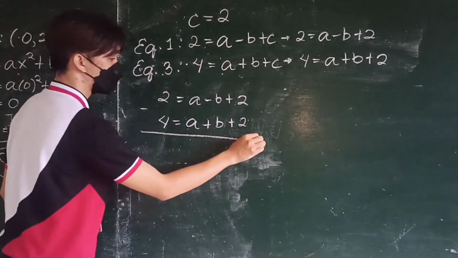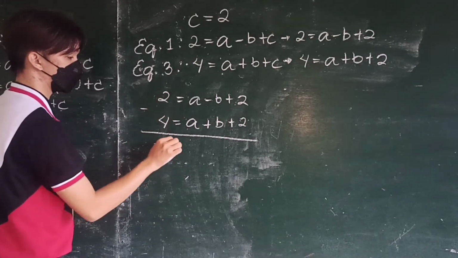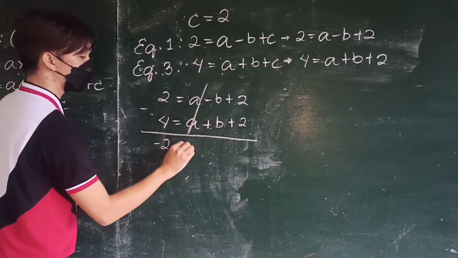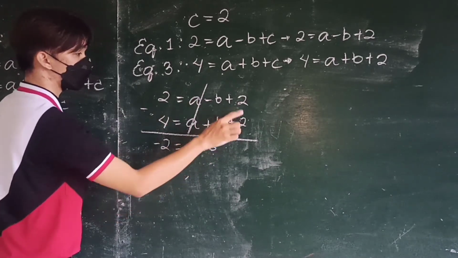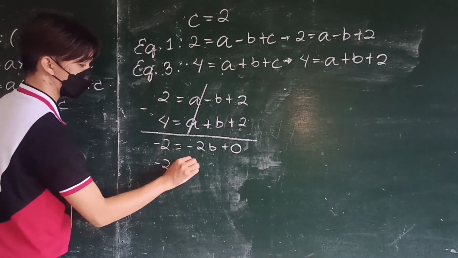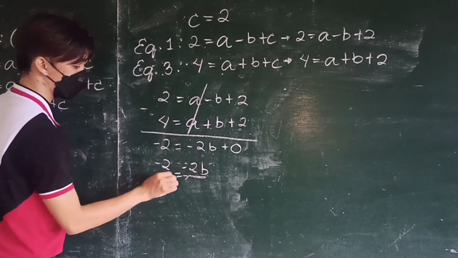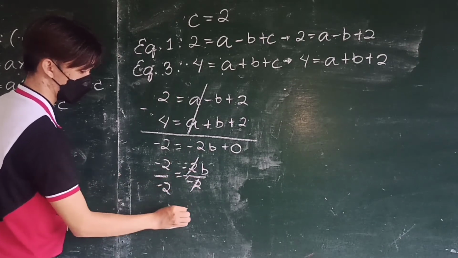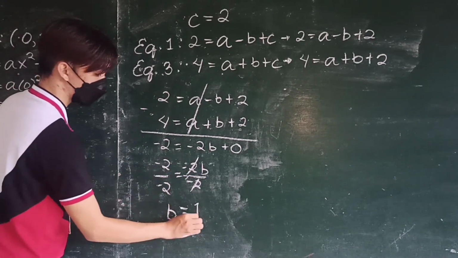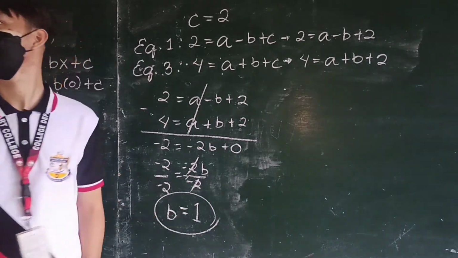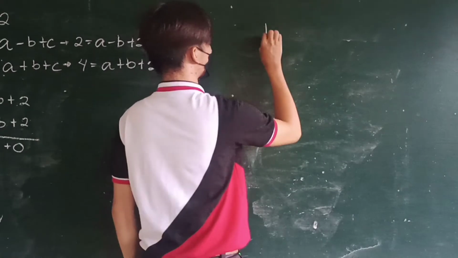Now, let's subtract in order to cancel a. 2 minus 4 is negative 2, cancel a. Negative b minus b is negative 2b. 2 minus 2 is 0. So, negative 2 equals negative 2b. Divide both by negative 2. Cancel. b equals negative 2 divided by negative 2 is positive 1. So, b equals 1. Now, it's time to look for a.